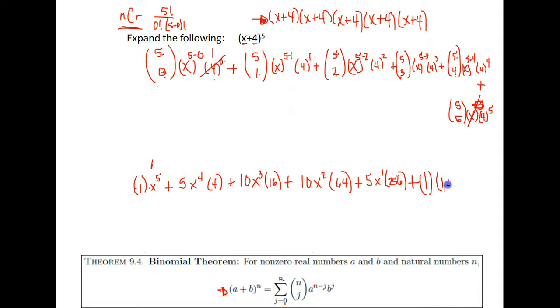which is 1024. Okay, I'm going to simplify everything one more time because notice I have some things I need to multiply together. 1x to the 5th is just x to the 5th. Here 5 times 4 gives me 20 x to the 4th. 10 times 16 gives me 160 x to the 3rd. 10 times 64 gives me 640 x squared. And 5 times 256 gives me 1280 x to the first power. And then finally 1 times 1024 is just 1024.